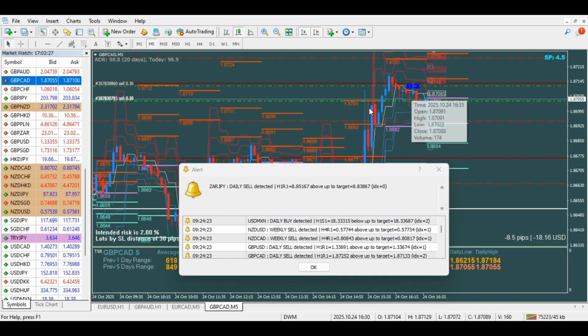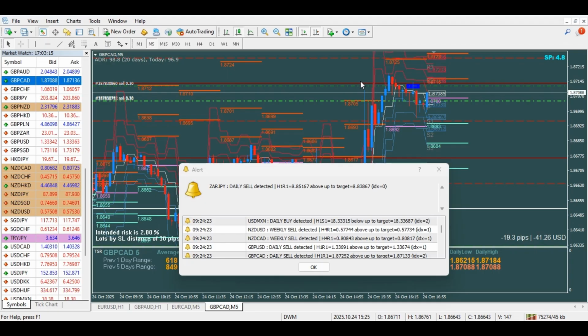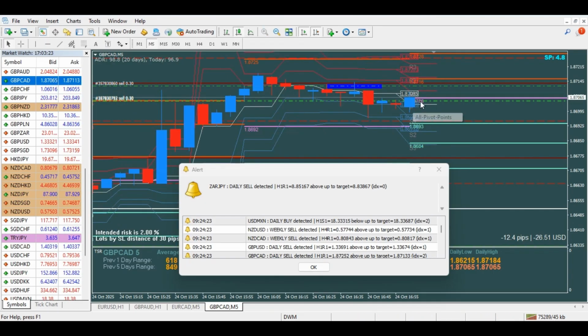So this particular setup, where price goes beyond the previous H1R3, and the current H1R1 is above an untouched daily R pivot, is the standard sell setup for daily pivots that the indicator will constantly detect. And then we're just looking for price to continue its way down. It may range a little bit here, but eventually it'll come down to the downside.